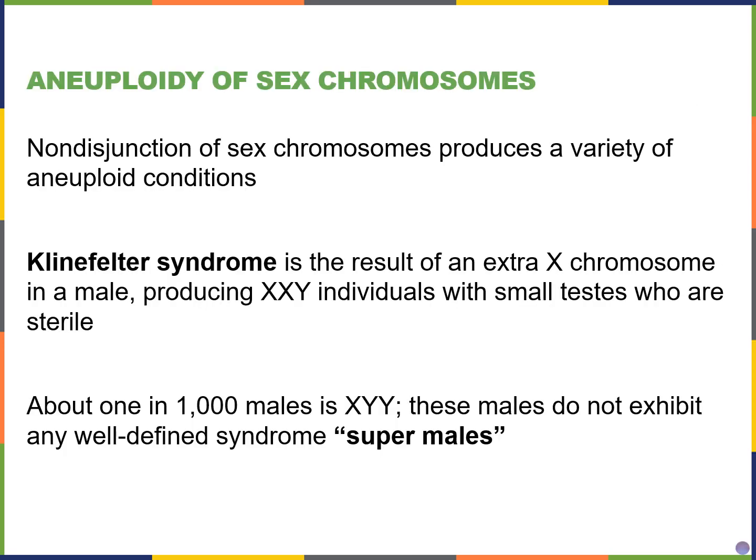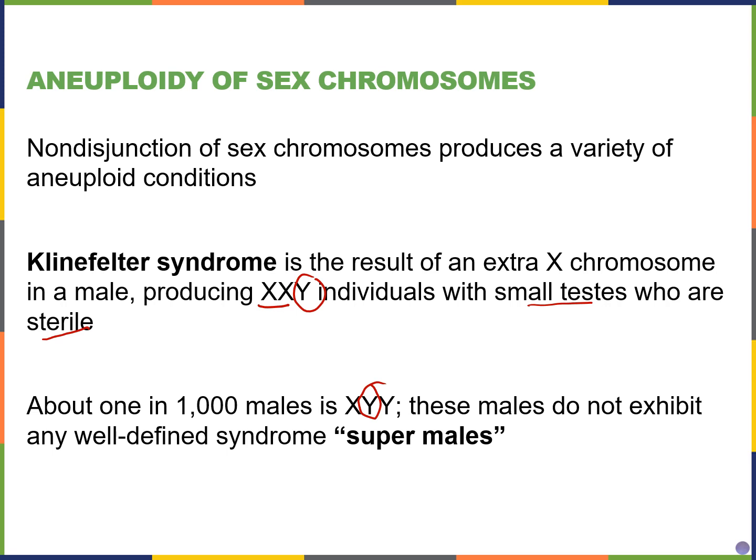So while we're on the topic of sex chromosomes, let's look at aneuploidy of sex chromosomes, when you have an abnormal number of sex chromosomes. And again, this arises due to nondisjunction. So these two examples are males. They both have a Y chromosome, so they're considered genetically male. In Klinefelter syndrome, there's an extra X chromosome. So in these individuals, usually you'll see smaller testes, and these individuals are sterile and cannot have children.